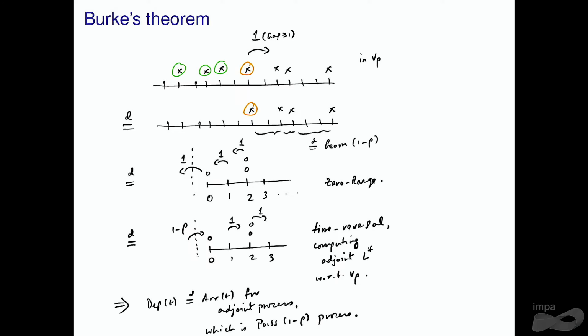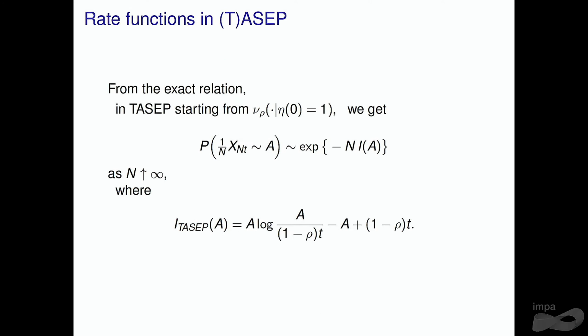The departure process, so the number of particles which cross from 0 into the reservoir up to time t, that's the location of the tag particle. That's how many gaps have been eaten. And that's the same by time reversal as the number of things arriving, statistically. But the number of things arriving is a Poisson process. So anyway, if you accept that, then in TASEP, you already know the rate function.